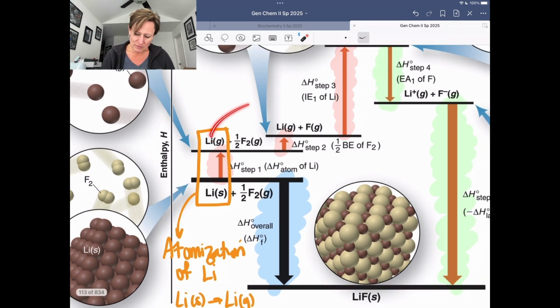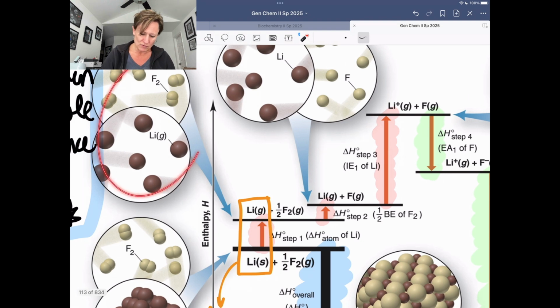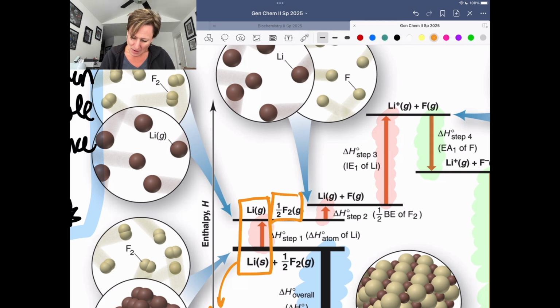Now, I still have lithium in my gas phase. When I go on to my next step, I'm just changing one thing at a time. So that's going from this picture now to this picture. Now I'm going to be changing my fluorine here. I took fluorine, 2 fluorine atoms that were hooked together, and I broke the bond between them. Hopefully you had a little bit of Lewis structure drawing last semester, right?